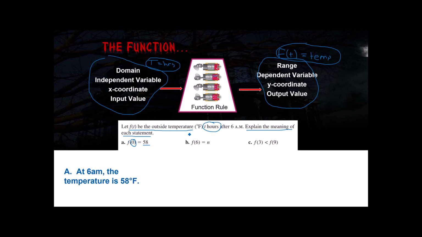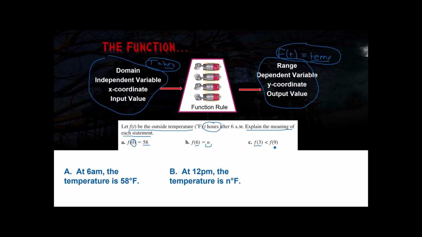Pause the video, try that second one on your own. F of 6 equals n. If I put a 6 into the rule, what pops out is n. Or in other words, if I put 6 hours into the rule, what pops out is n degrees. At 12 p.m. or noon, the temperature is n degrees.